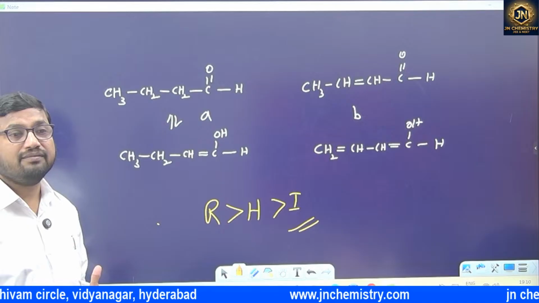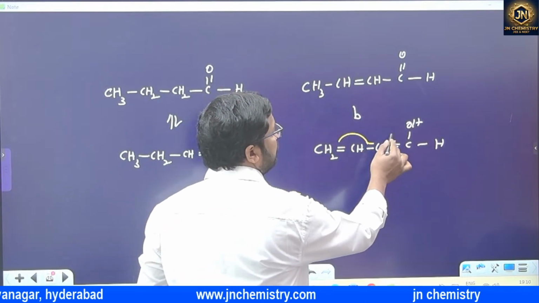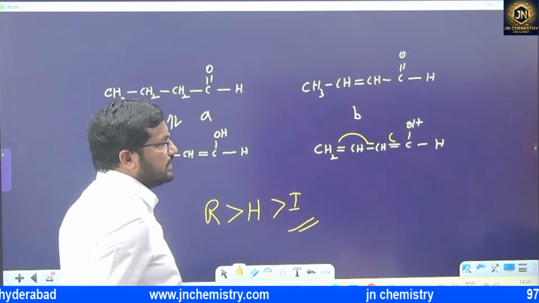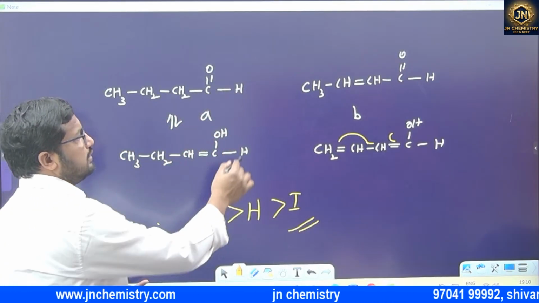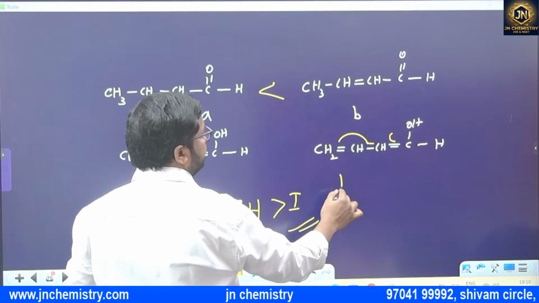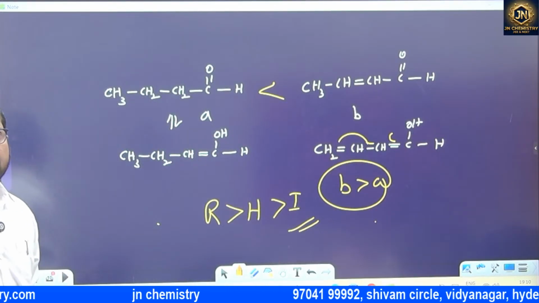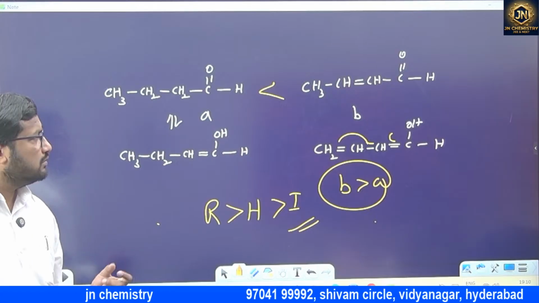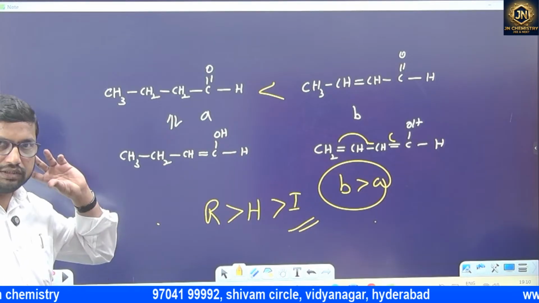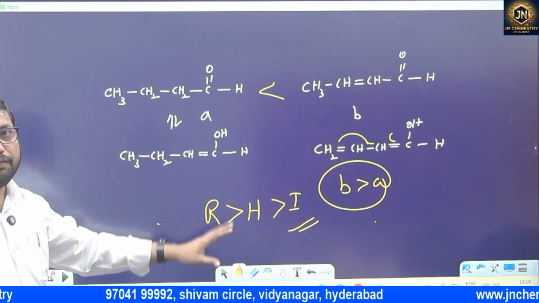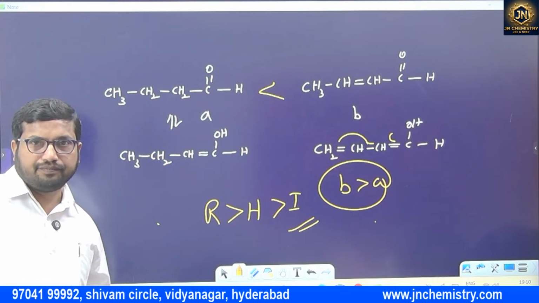Hello? Obviously it is resonance stabilized. Resonance is there in this case; in the other case, resonance is missing. Okay, so this is more. B greater than A. Okay now? Any doubts? Just think something. These are important questions which I am trying to give you. Write it down.